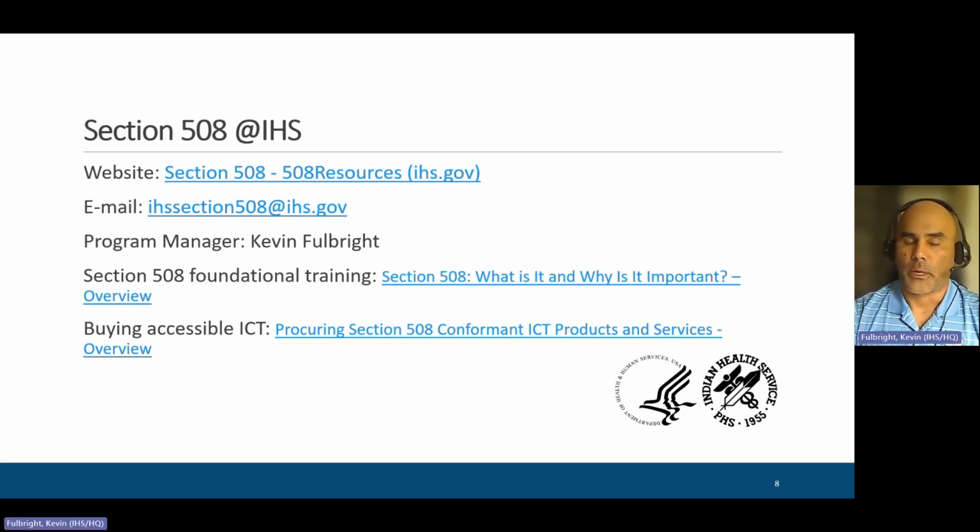And finally, buying accessible ICT. As mentioned earlier, at one point or another, you're probably going to need to tick the boxes and procure something that falls under the purview of ICT in Section 508. This training from GSA should take about an hour or less, and it will provide you all the information you need to know to be Section 508 compliant in your ICT purchases.